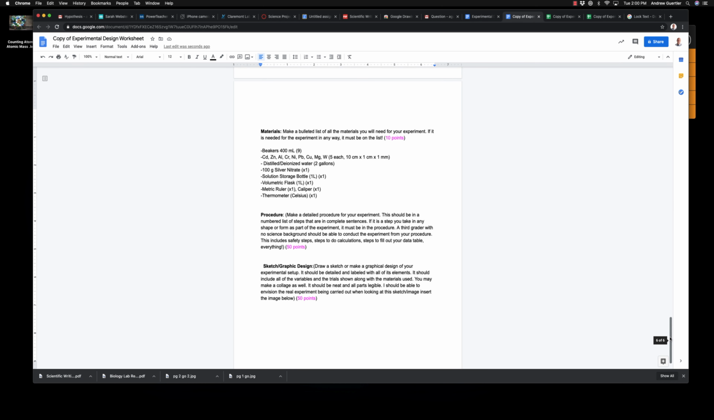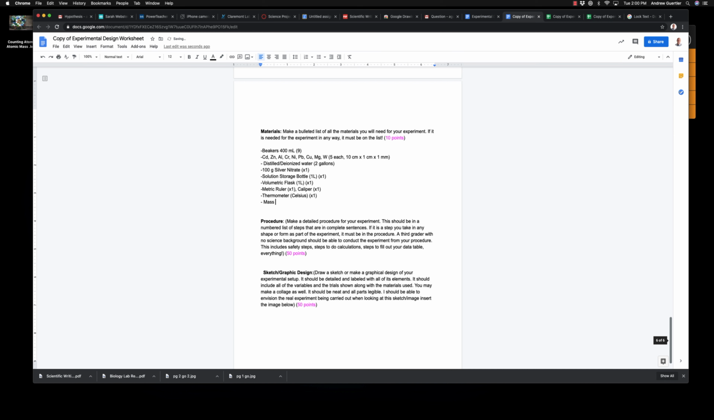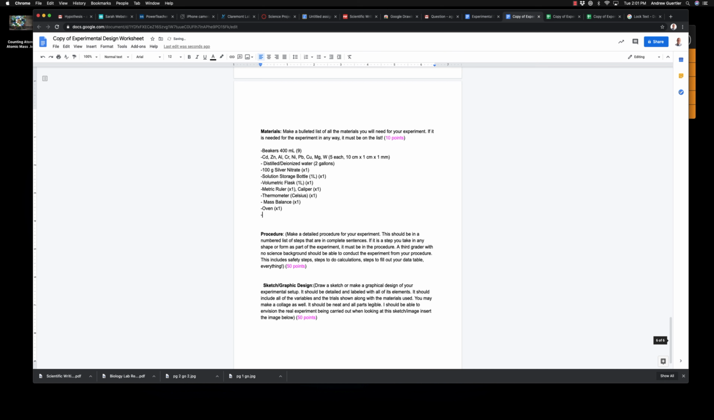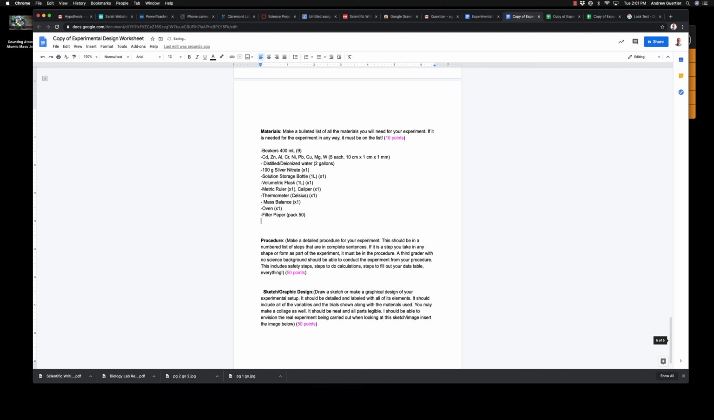You know, our mass balance, we have our homemade mass balance, but nonetheless we still need it. I have to list it. Mass balance, times 1. We need an oven to dry those samples out. I said we need to do filtering, so I need filter paper to filter it out. We'll just get a pack of 50 of those. They're cheap, just coffee filters. And then we need a funnel to filter through.